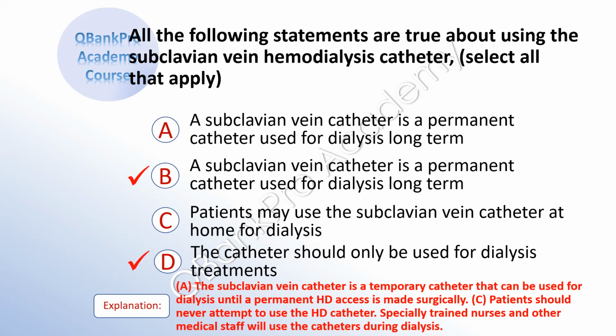The correct answer is B, the catheter is usually filled with heparin between dialysis treatments, and D, the catheter should only be used for dialysis treatments. Explanation. The subclavian vein catheter is a temporary catheter that can be used for dialysis until a permanent hemodialysis access is made surgically. C. Patients should never attempt to use the hemodialysis catheter. Specially trained nurses and other medical staff will use the catheter during dialysis.